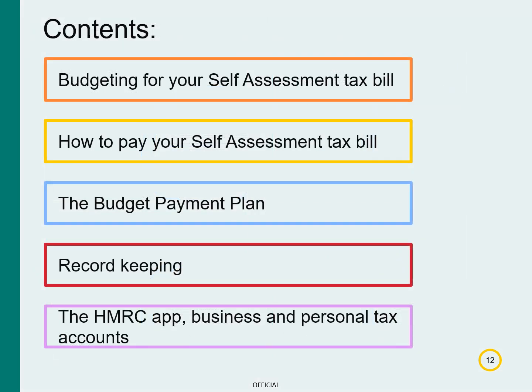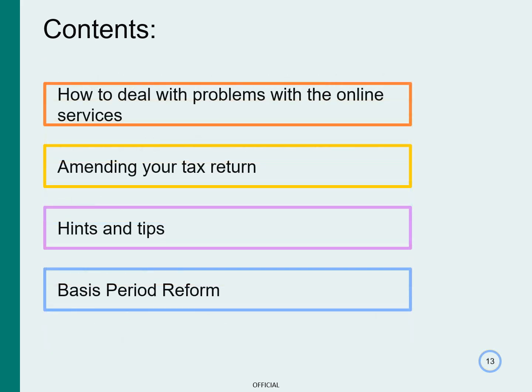During today's webinar, we'll be looking at budgeting for your self-assessment tax bill, how to pay your self-assessment tax bill, the budget payment plan, record keeping, and the HMRC app, business and personal tax accounts. We'll also be covering how to deal with problems with the online services, amending your tax return, hints and tips, and basis period reform.